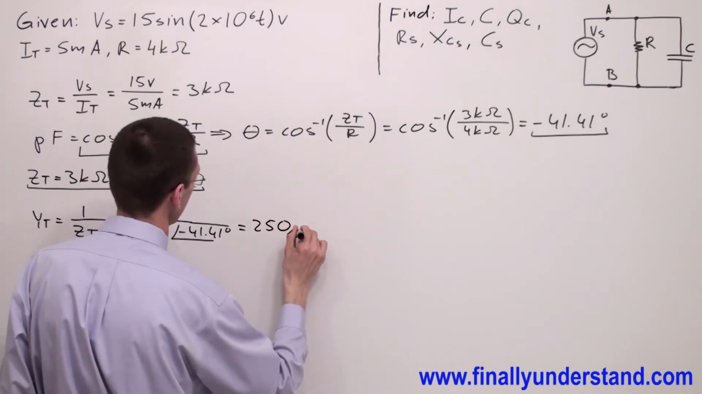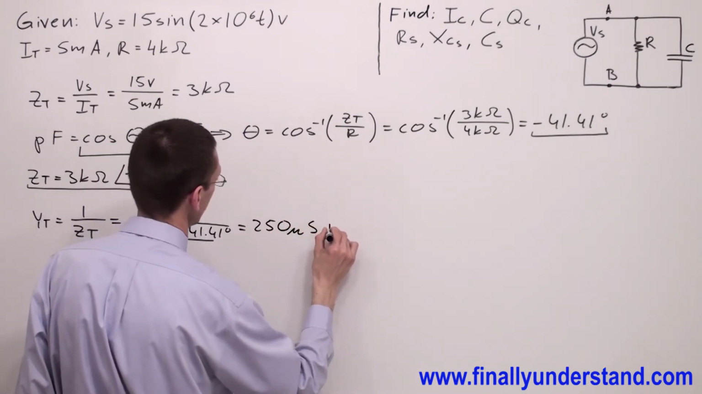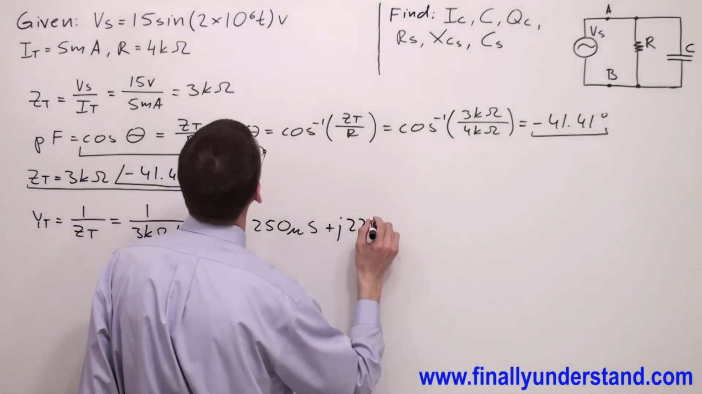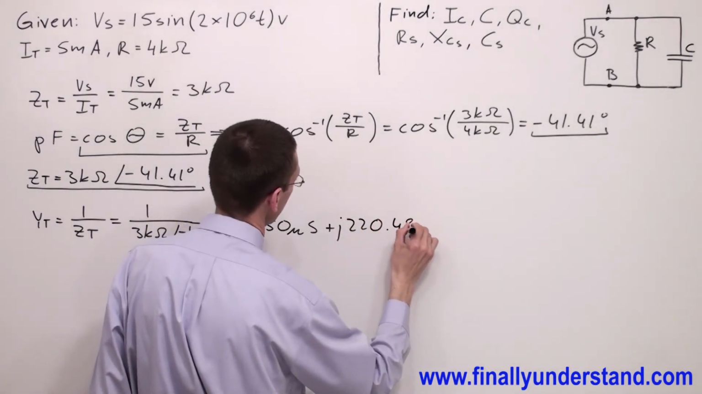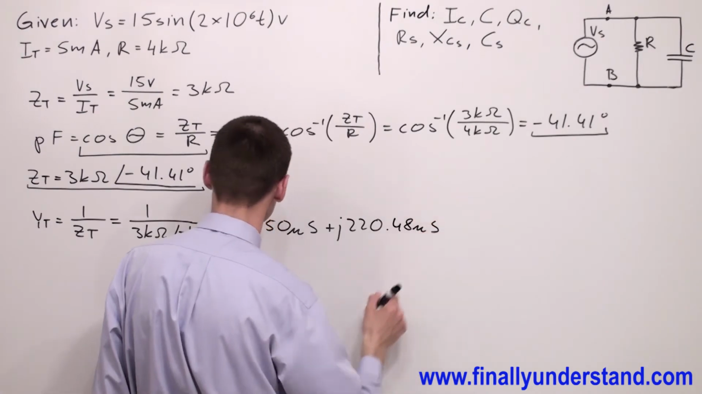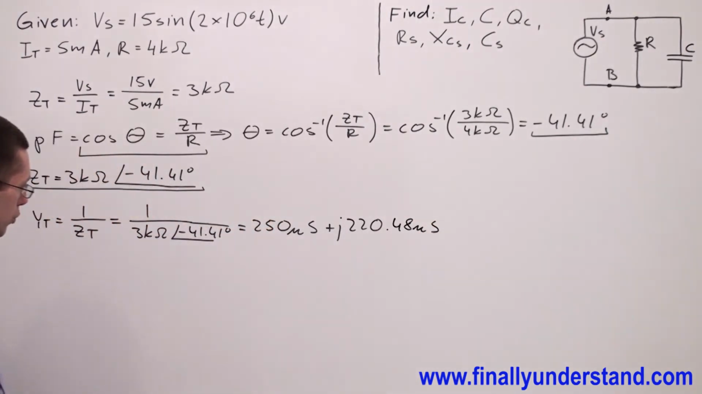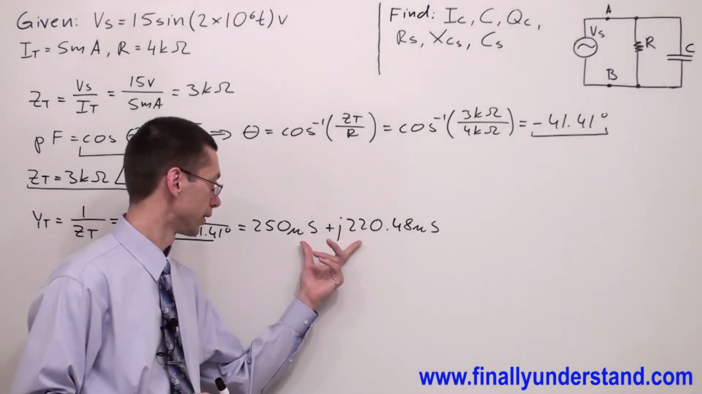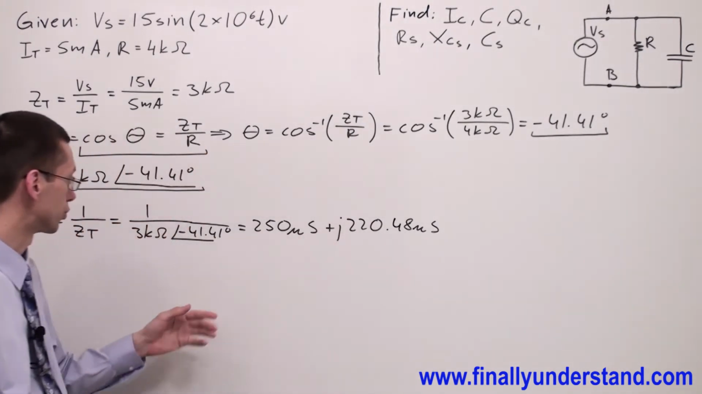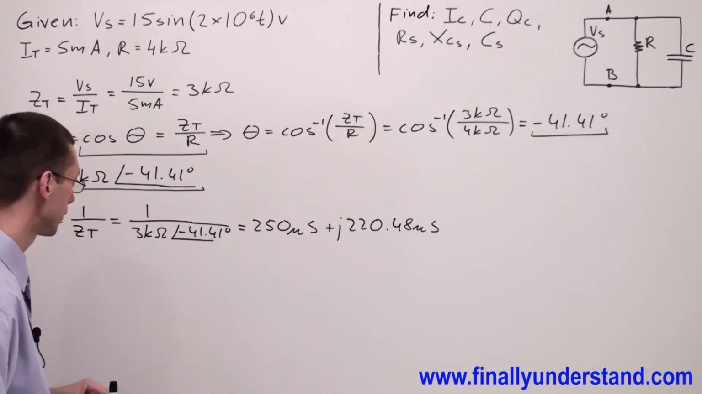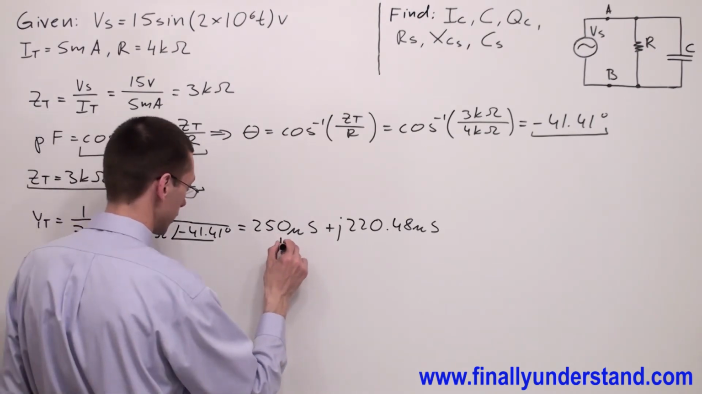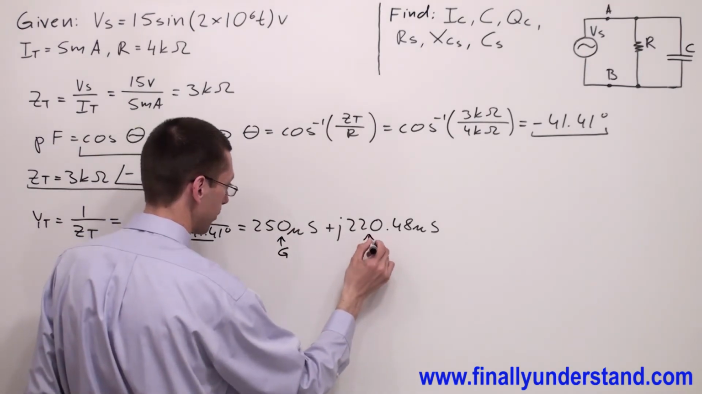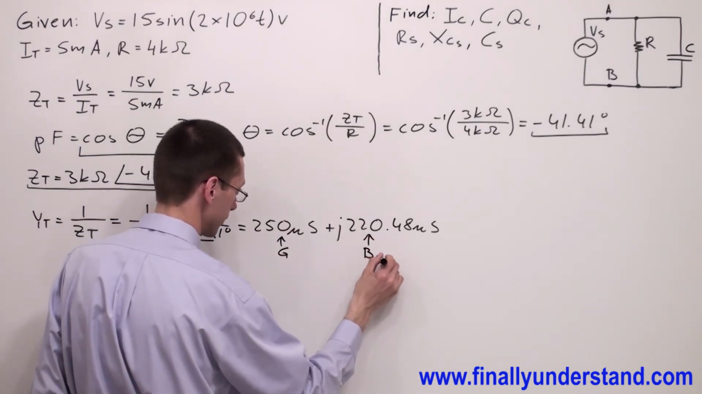250 microsiemens plus J 220.48 microsiemens, okay? So switch your calculators to the rectangular mode, right? And you're supposed to get this answer, where this is my conductance and this is my capacitive susceptance.